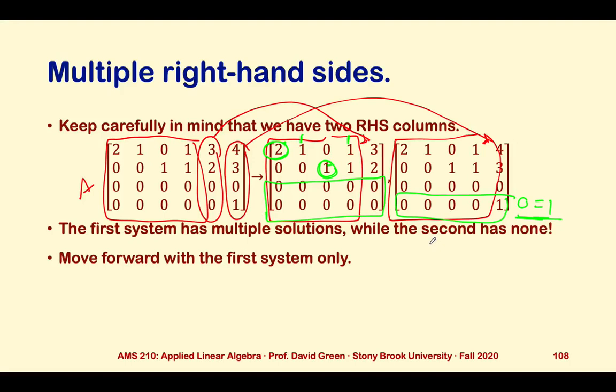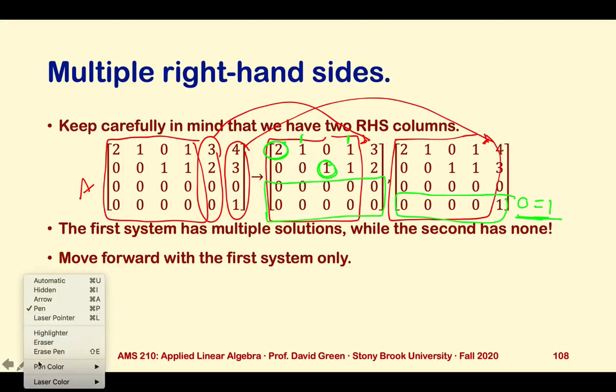Okay. Since we've already identified that one system has no solution, the only thing we need to do for moving forward is focus our attention only on the first system. We no longer need to have 2 columns. We will only work with this second, middle matrix here moving forward.